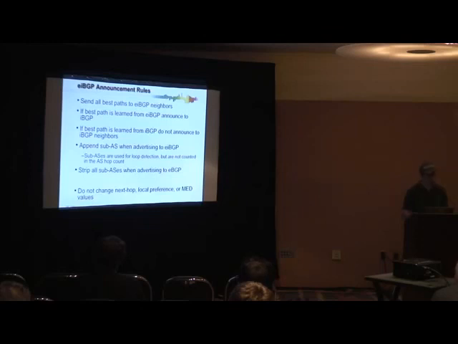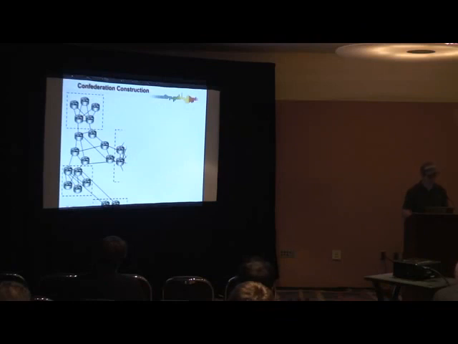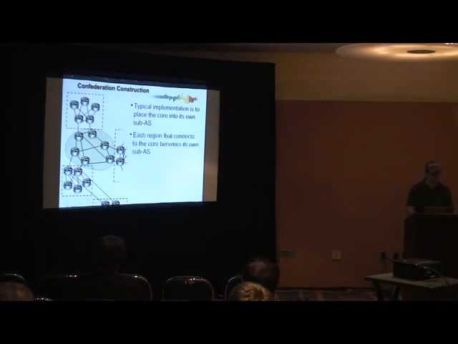And strip all sub-ASs when advertising to eBGP. And don't change the next hop, local preference, or MED values like you would on eBGP. So how do we construct this? Well, typically we take the routers in the core and place them in their own sub-AS. And then we take what's remaining and place those into their own sub-ASs and run eBGP at all the touch points. I'm sorry, EIBGP at all the touch points. So that's our typical implementation.